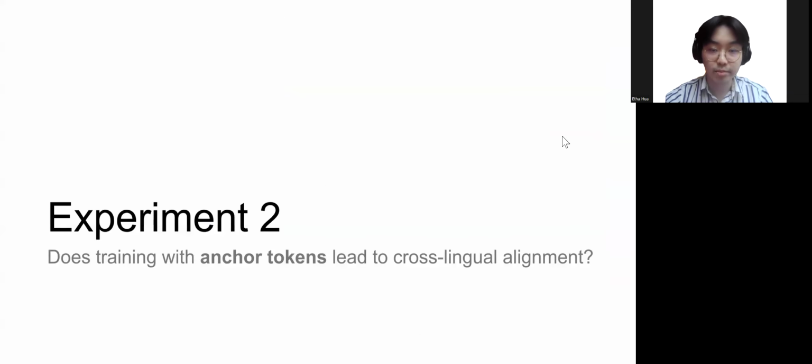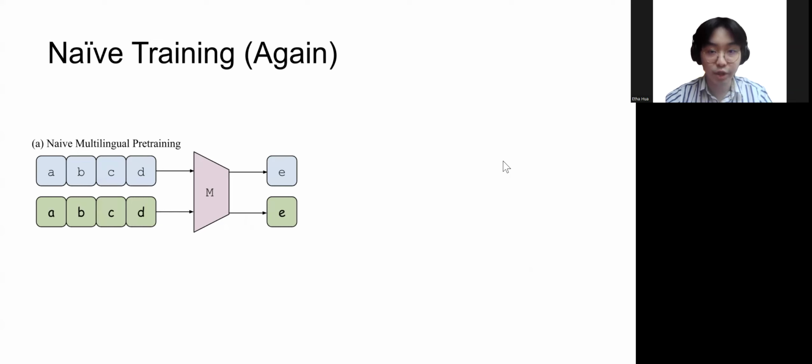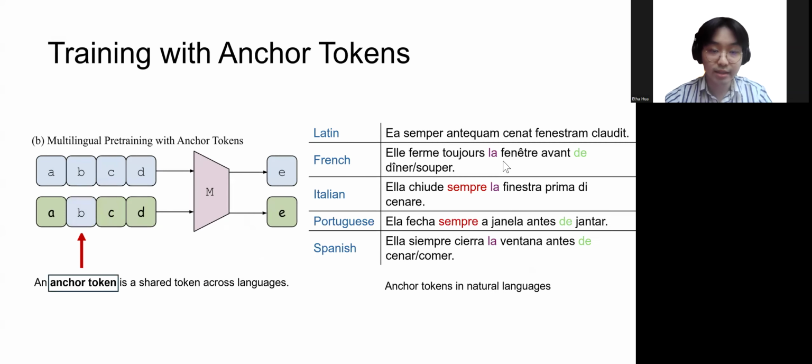For the next experiment, we explored another approach, introducing anchor tokens, to see if that helps with cross-lingual alignment. Notice that in the naive training approach, tokens from different languages are completely disjoint with each other. As suggested in many previous works, vocabulary overlap is a key factor in representation alignment. So we try anchor tokens. Anchor tokens are basically shared tokens across languages. Illustrated in this figure on the left, the token B can be considered as an anchor token between the two input languages. And the hope is that anchor tokens can provide anchor points so that the rest of the token representations can also be aligned.